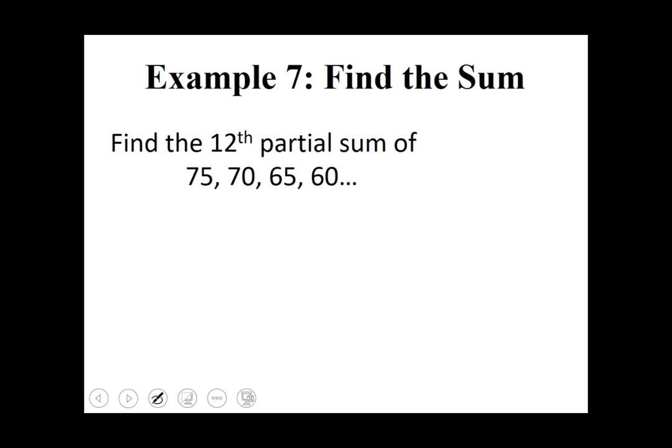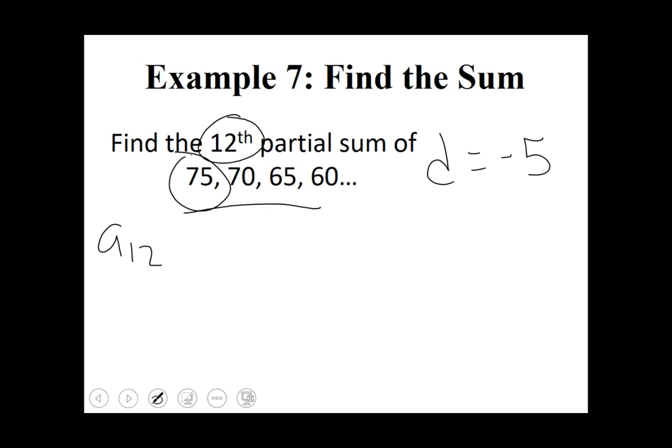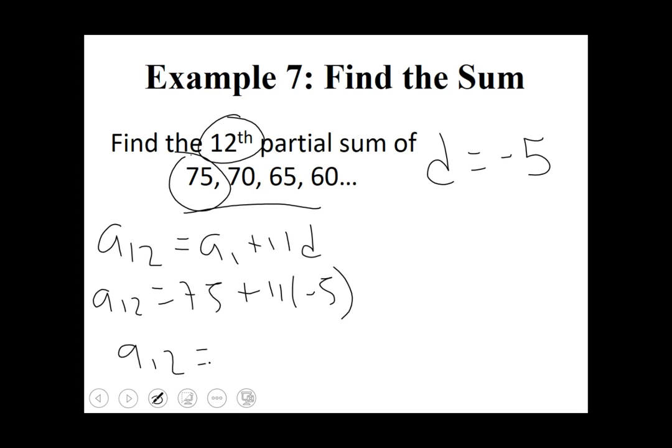So you'll notice here in example 7, I'm telling you to add up 12 things. You can pretty clearly look at it and tell that this is arithmetic and the common difference is -5. Make sure you make it negative. You can see the first term. What you can't see is the 12th term. So you have to first find the 12th term. Easiest way to find the 12th term is to realize that it's equal to the first term plus 11 common differences, which would mean that the 12th term was equal to 75 plus 11 times negative 5, which would mean that the 12th term is 20.